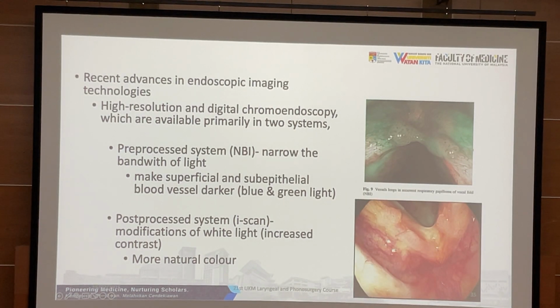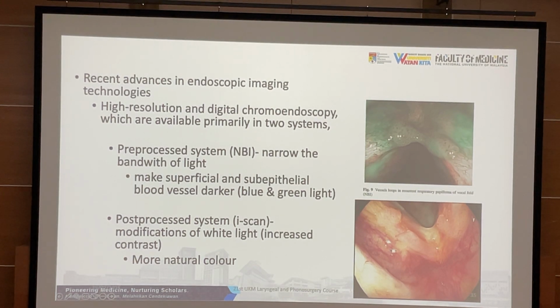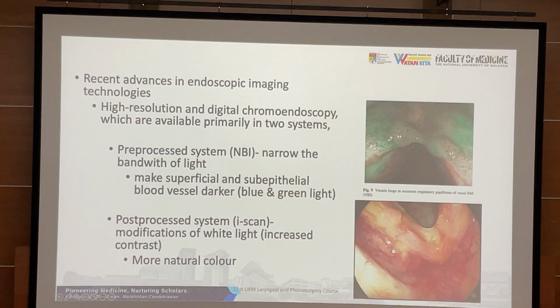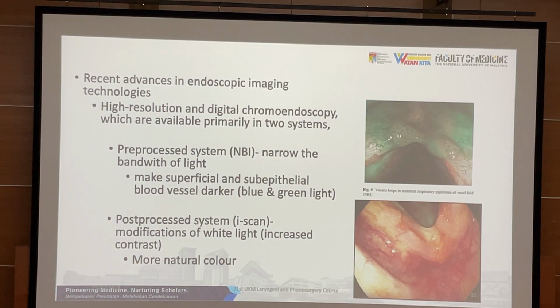For iScan, it is post-processed. It takes a photo and modifies the contrast. So remember, what is the most important thing about enhanced imaging? To examine the vasculature. So you use NBI, you use iScan, your SPICE.